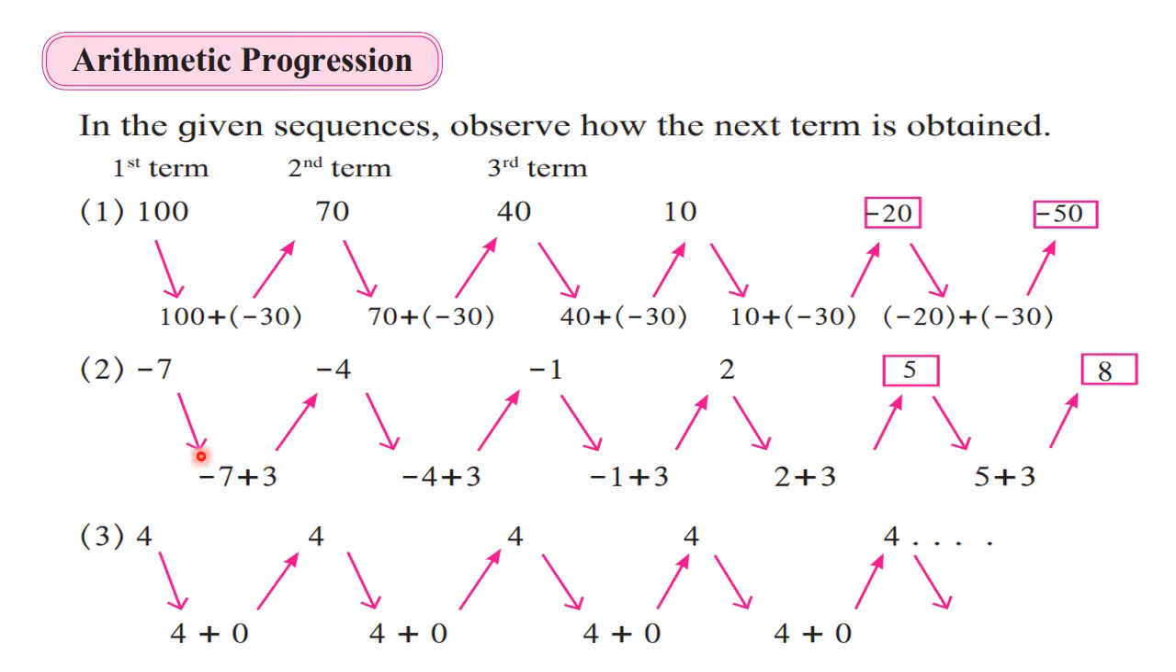Always think in the form of addition. What is added, that you think of. So here minus 7 plus 3, we are going to get minus 4. Minus 4 plus 3 is minus 1. Minus 1 plus 3 is 2. Then 2 plus 3, the next term is going to be 5. Then 5 plus 3, the next term is going to be 8. Okay, so here by adding some constant term to the previous term, we are getting the next term.